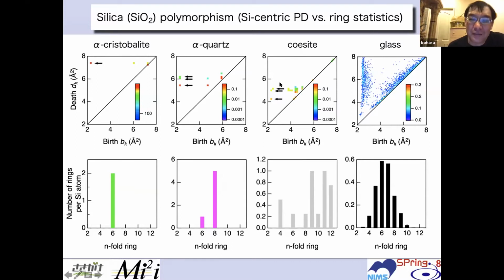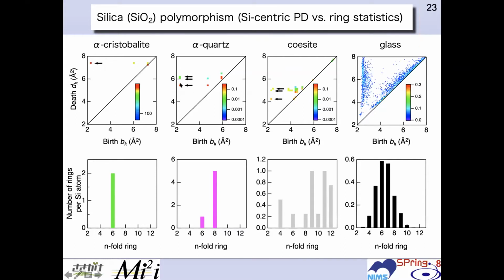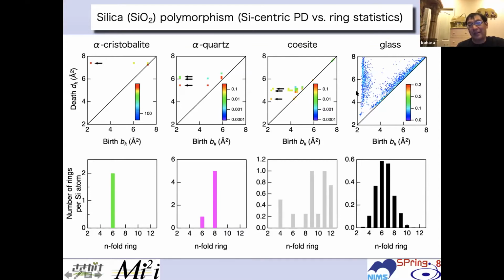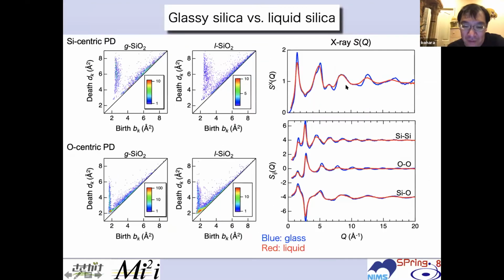So another important point, silica glass has a very, very broad profile covering coesite to cristobalite. This is really important information. So the glassy phase has the topology of three different crystalline phases. This is a really important feature in silica glass.